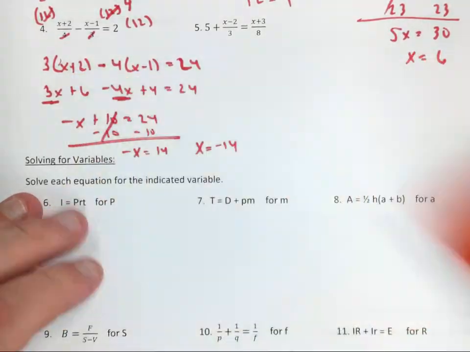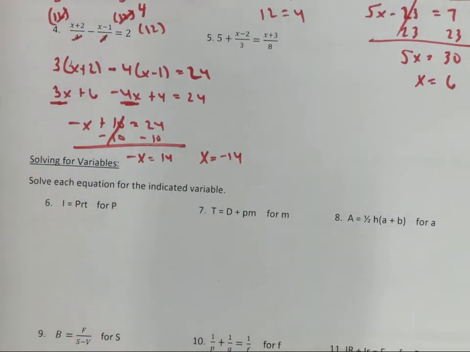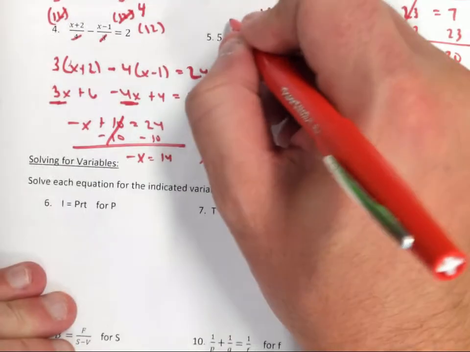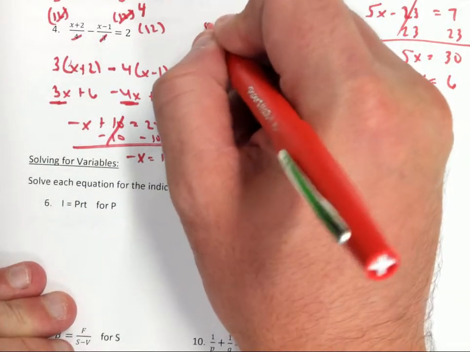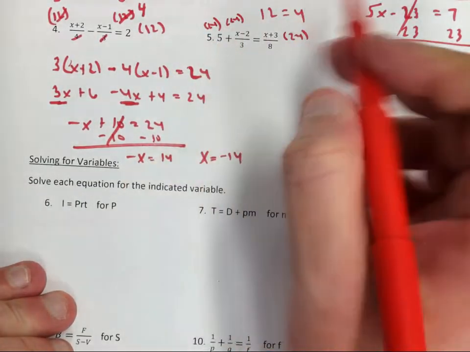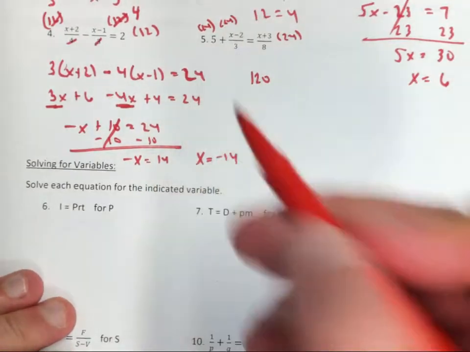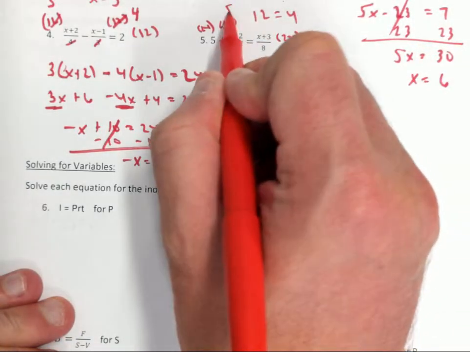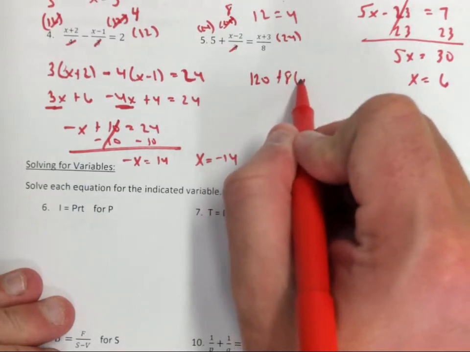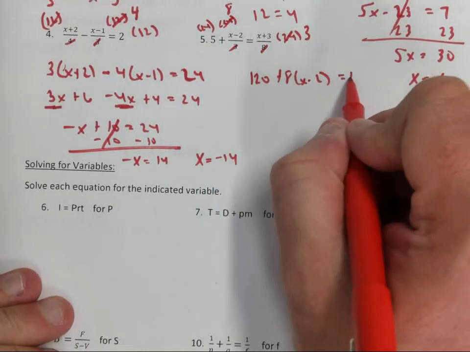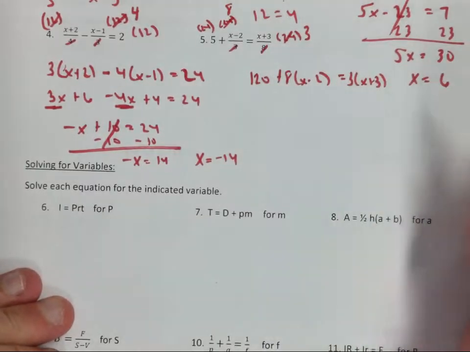Okay. Alright, number 5. What's my common denominator? 24. I did not plan it like that, okay? So I got 24 here, 24 here. What's 24 times 5? 120. 3 goes into 24 8 times. It's got plus 8 times x minus 2. 8 goes into 24. That's going to be equals 3 times x plus 3.